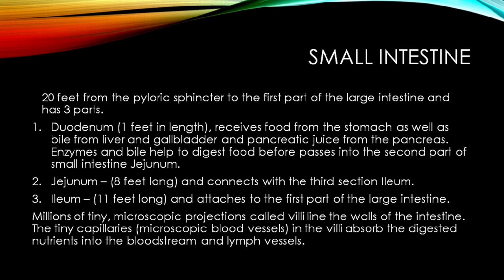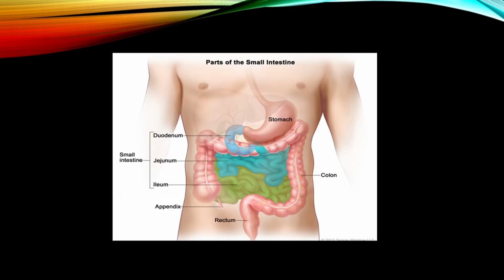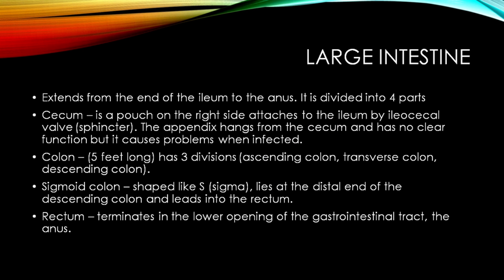Millions of tiny microscopic projections called villi lie in the walls of the intestine. The tiny capillaries in the villi absorb the nutrients into the bloodstream and lymph vessels. So here in this diagram you can see the parts of the small intestine. Those are duodenum, jejunum, and ileum.